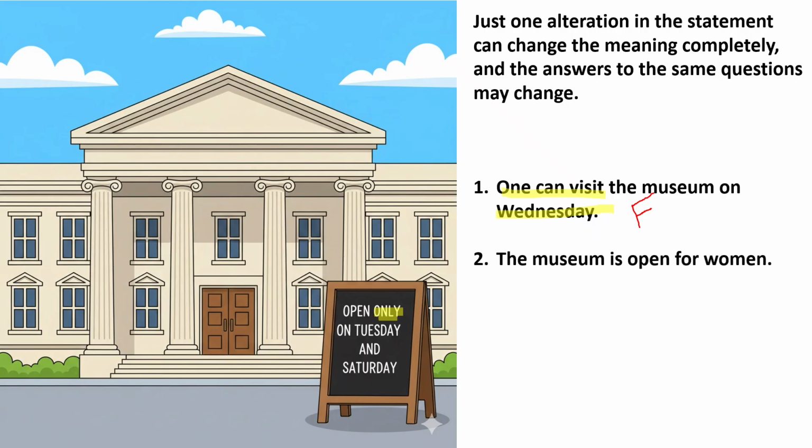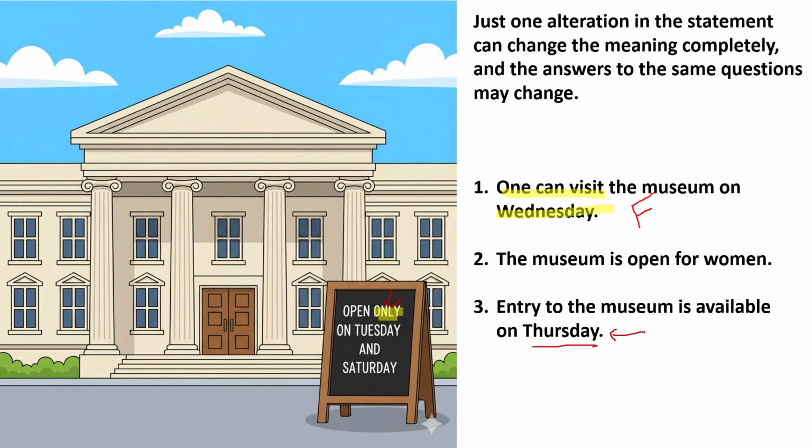Now see the next statement, the museum is open for women. Again, information related to women is still not there, hence it's going to be not given. Now again, here is the thing about Thursday. Is it open on Thursday? Again, see, this word changed everything. Now it's only open on Tuesday and Saturday, so it is not open on Thursday. Hence, again, this will be false.